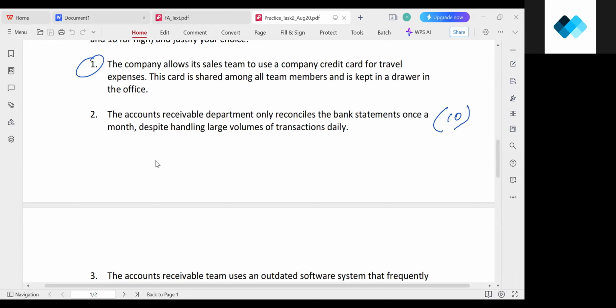because the bank reconciliation statement is a type of control which reconciles the cash book with the bank account to see whether they match or not. So if they are handling a high volume of daily transactions, they should be doing it more frequently. Even if they detect a fraud at the end of the month, they could not do anything about it. Delayed detection of discrepancies or fraud could lead to significant financial losses. So I would rate this risk high as well, at 10.